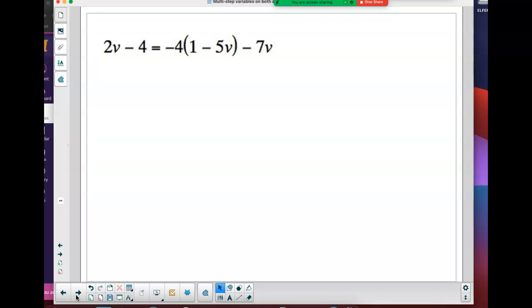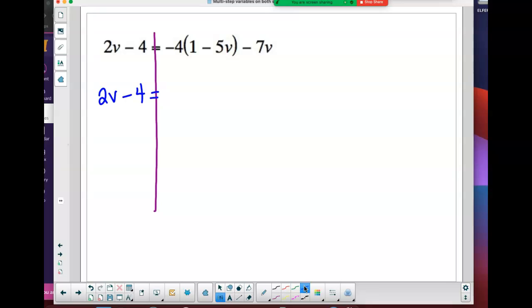Okay, draw a line by the equal sign, because that's where we start all the time. Step one is to simplify the left-hand side. Is there anything I have to simplify on the left? No, so I leave it as it is: 2v minus 4.